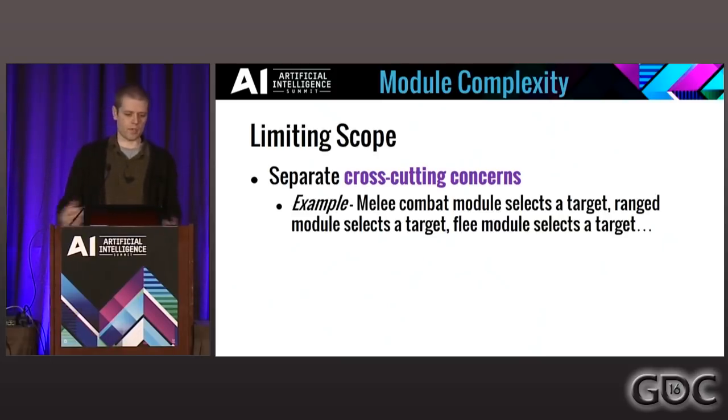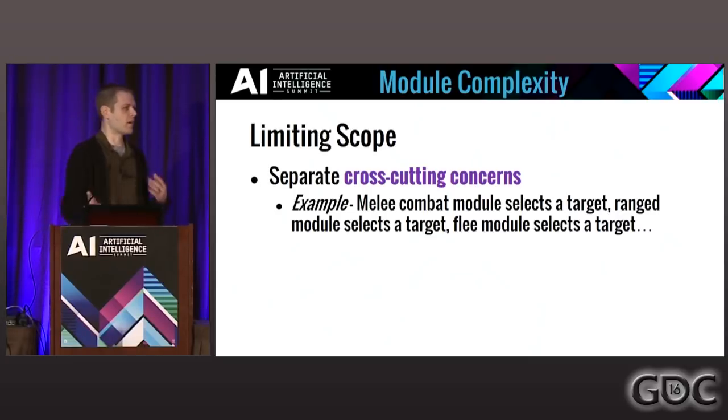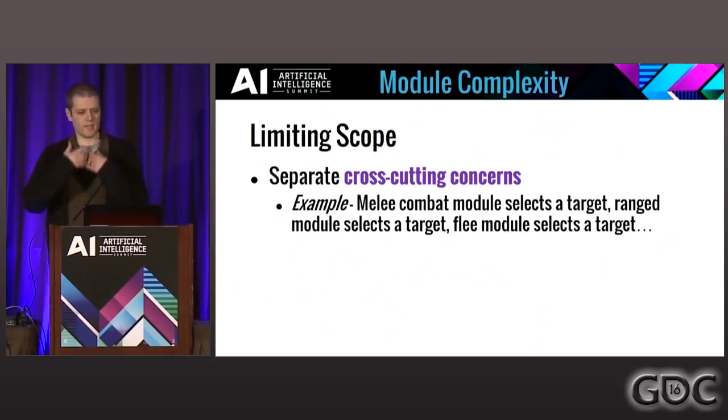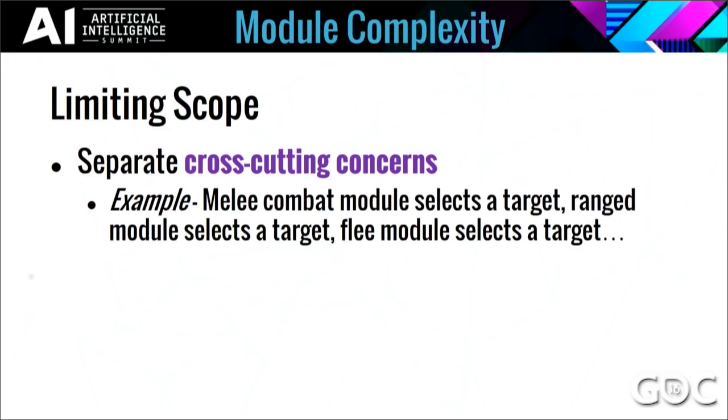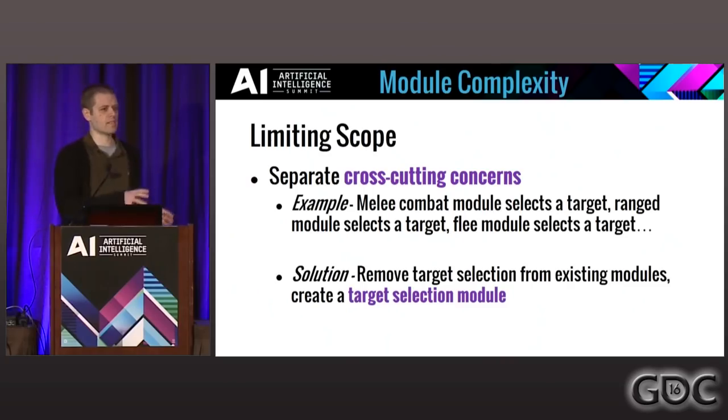So an example, let's say we have a melee combat module that selects a target, and then our range combat module is also selecting a target, and our flee module is deciding what target it wants to flee from, right? The answer here should be pretty clear. We need to take out that target selection and actually put it in its own module, right? So we need a target selection module.